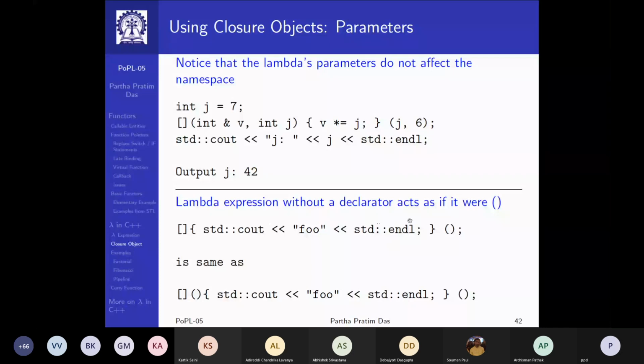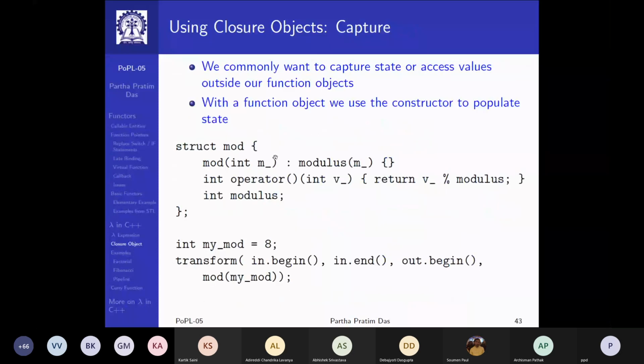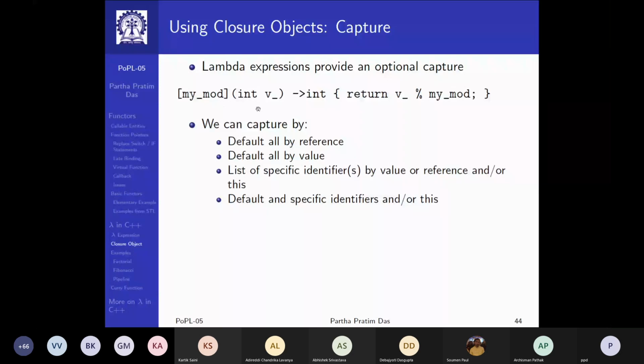A lambda expression without a declarator acts as if it were null. That is, it is possible not to have a declarator, not to have any parameter indicator also. So even then it will behave as if there was one which is empty. The capture is actually meant for capturing the values of free variables from the environment. So you have seen this MyMod example. Putting it in terms of lambda, this is what we have seen.